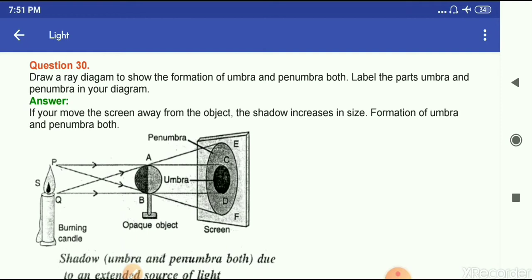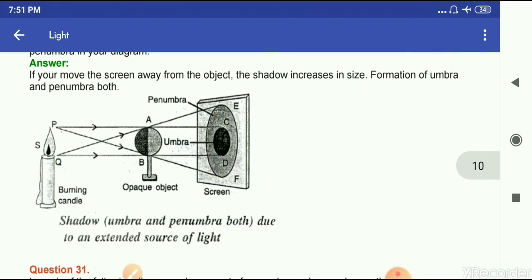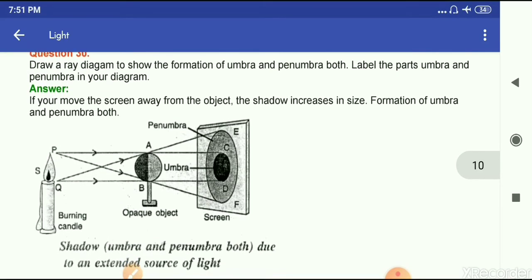Question number 30. Draw a ray diagram to show the formation of umbra and penumbra both. Label the parts umbra and penumbra in your diagram. So this is your diagram for the answer to question number 30.